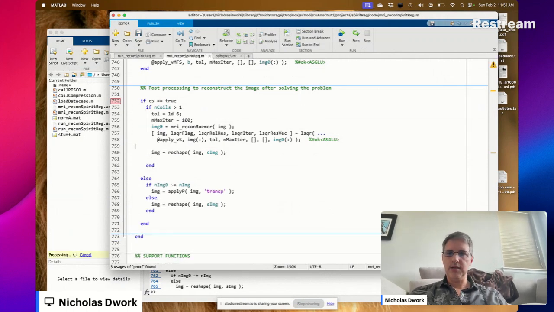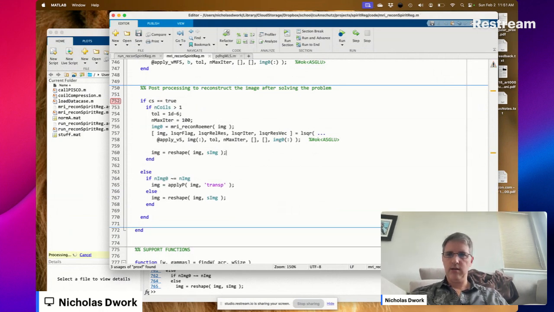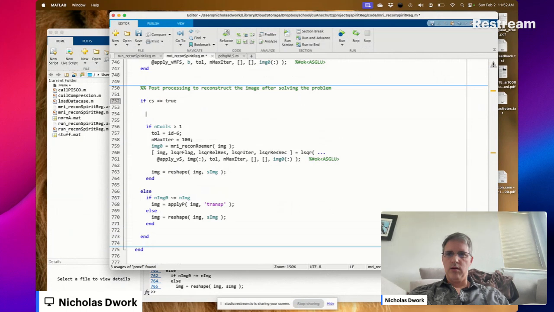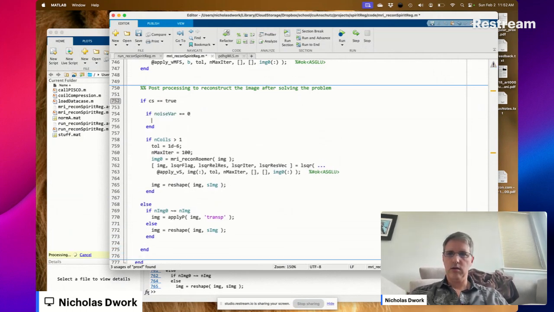I guess that's not the issue, is it? Well, that's definitely going to happen, right? Else. So here, image is going to equal apply F inverse, apply MC transp.